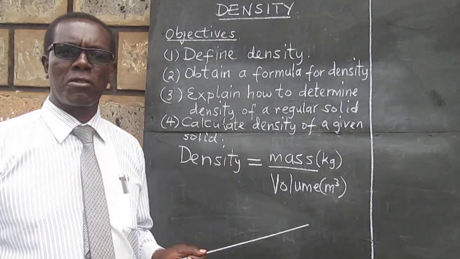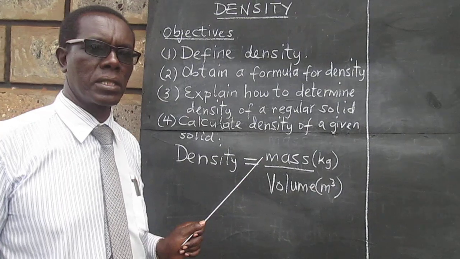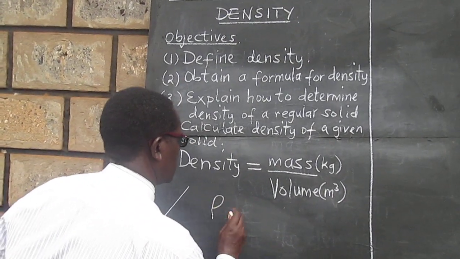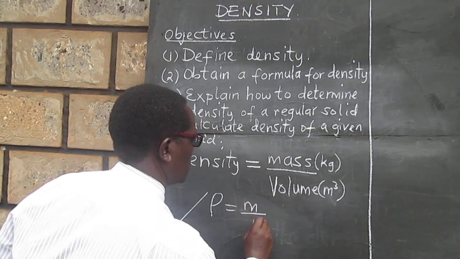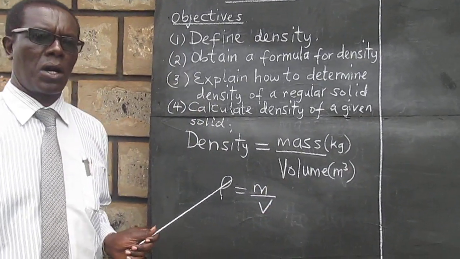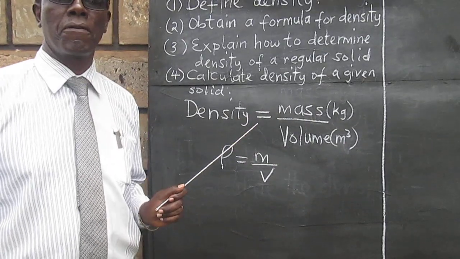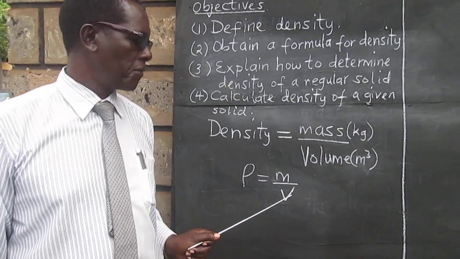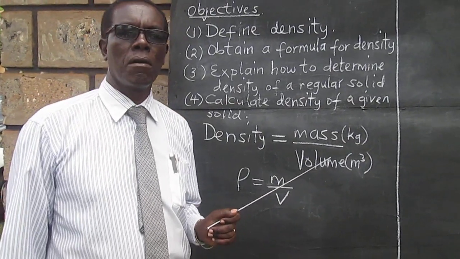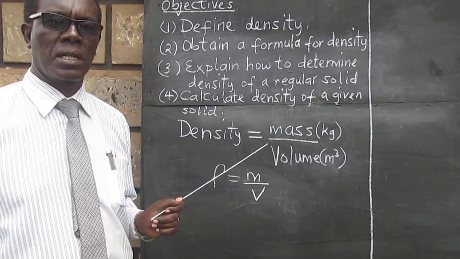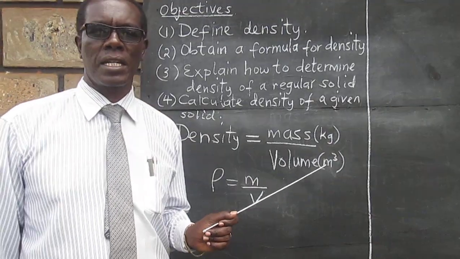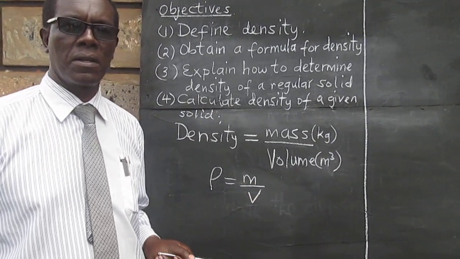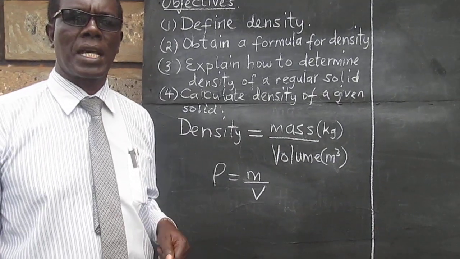This formula can also be written in the form of symbols, like this. Rho is the symbol for density, M is the symbol for mass, and V is the symbol for volume. The SI unit of density is the kilogram per meter cubed. Now, let's look at an example.